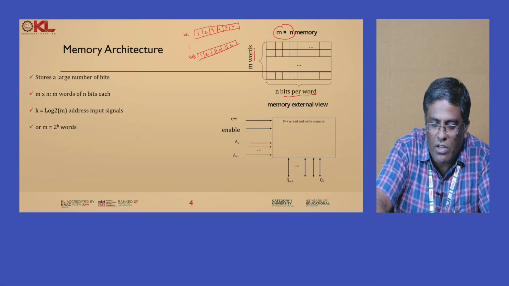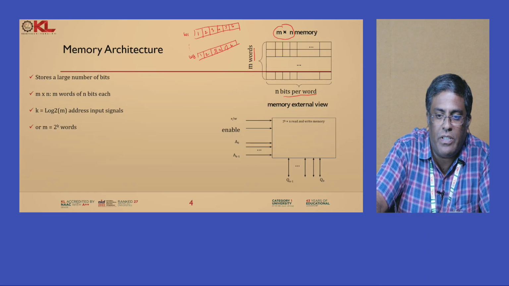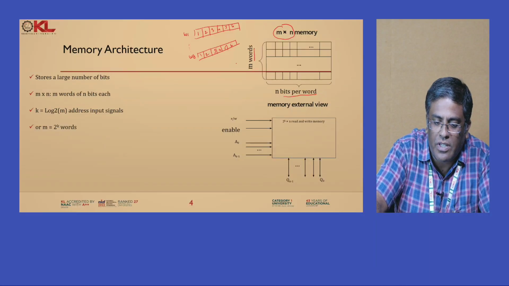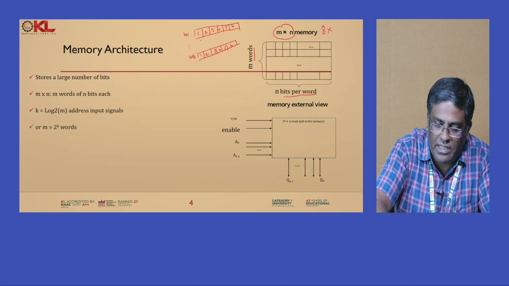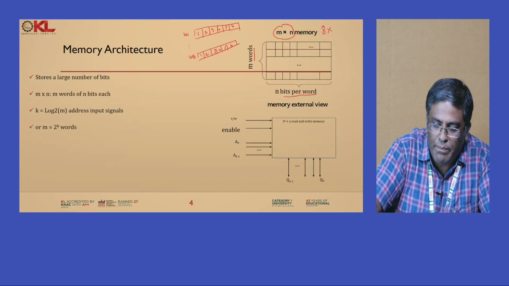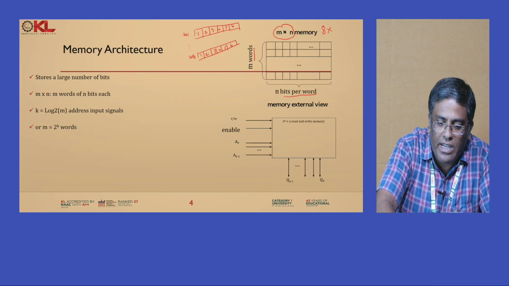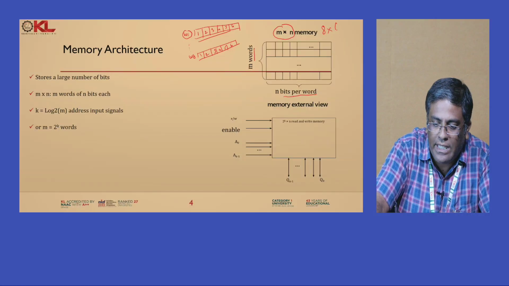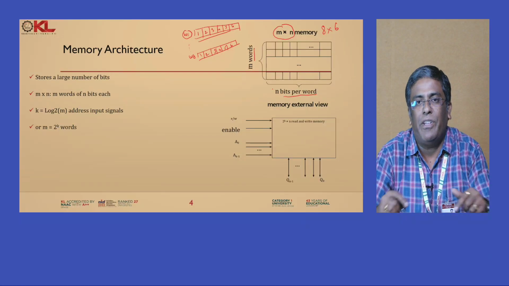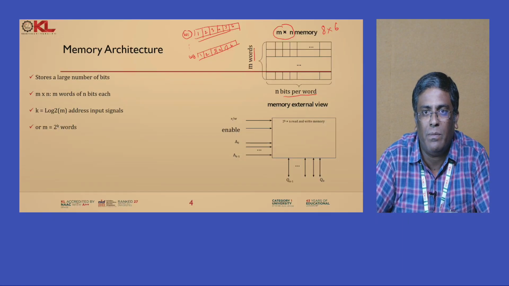So what is the size of this particular memory? I can say that m is the number of words. How many do I have? 8 words are available, so 8 cross, and n is nothing but the bit size of your word, that is n bits per word. Here I have word 1 with 6 bits, so it is going to be 8 cross 6, that will be the memory structure. I hope you can understand now.